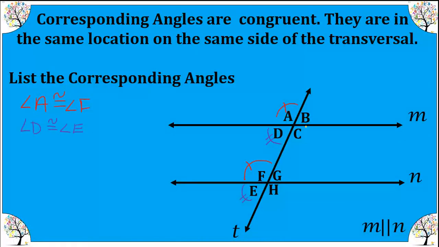Now let's look at the right side of our transversal. We have angle B and angle G on the right side, and they are on top of their parallel line. Therefore, these angles are congruent. Angle B is congruent to angle G.